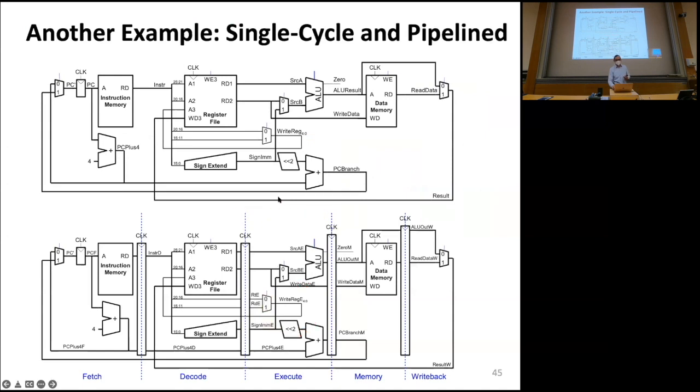So this is from your book. This is the single cycle machine from your book, pipeline machine from your book, very similar to what we're looking at. But basically, you cannot use the register write signal over here.